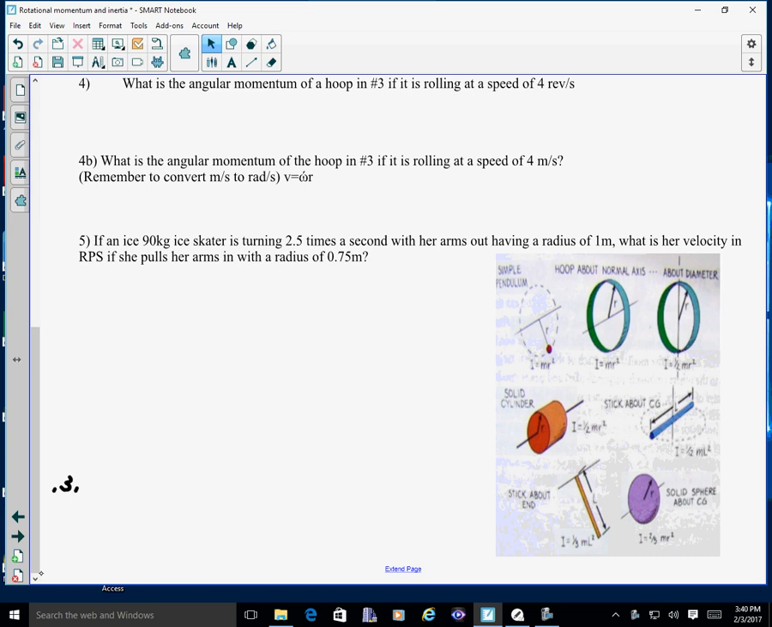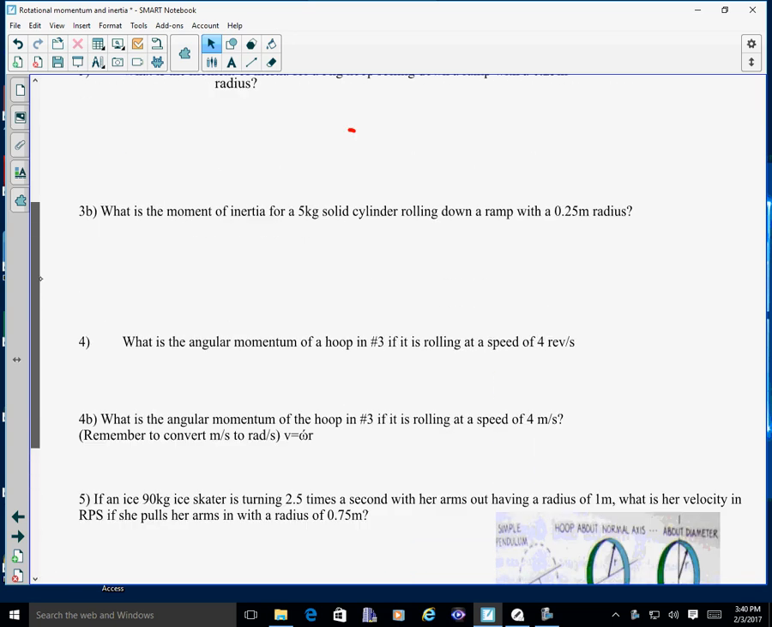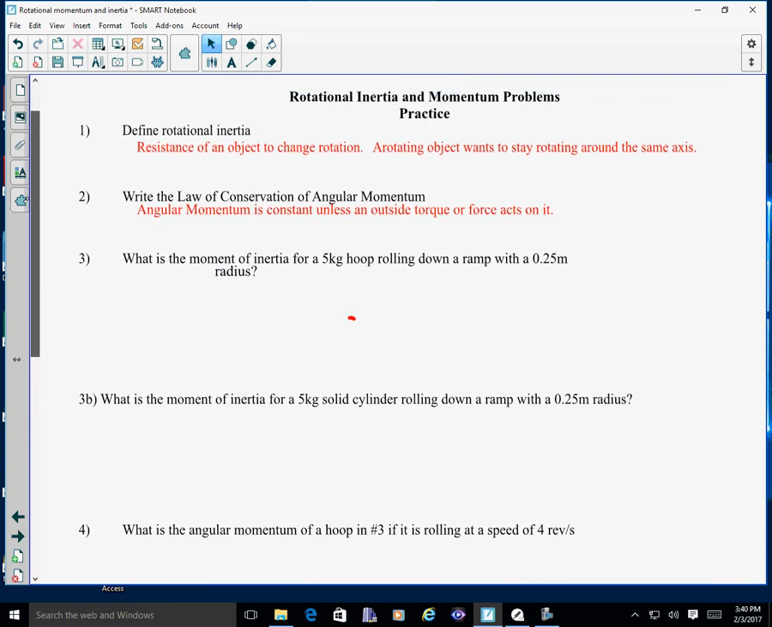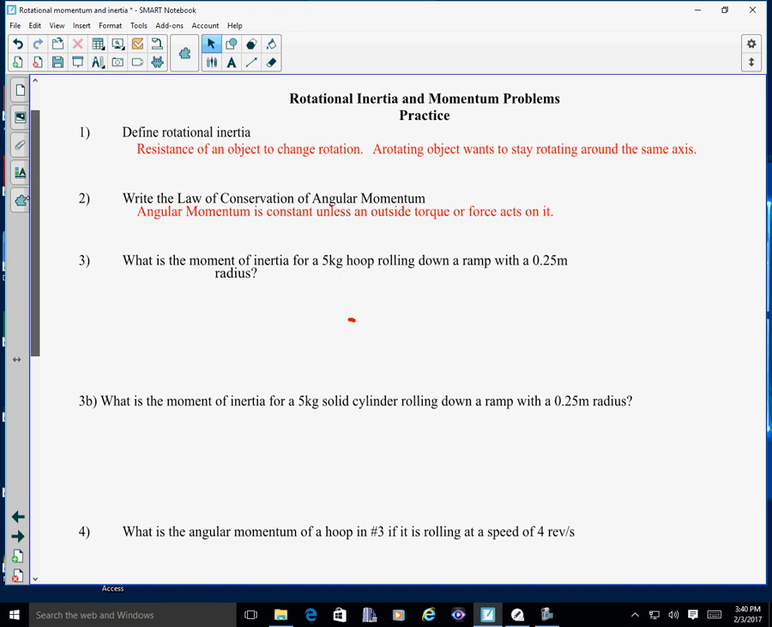Rotational inertia is just like regular inertia. If you remember, objects at rest want to stay at rest, objects in motion want to stay in motion. So the resistance of an object to change rotation is rotational inertia. Objects that are not rotating want to stay not rotating. Objects that are rotating want to stay rotating around the same axis. So nothing wants to actually ever change its direction.